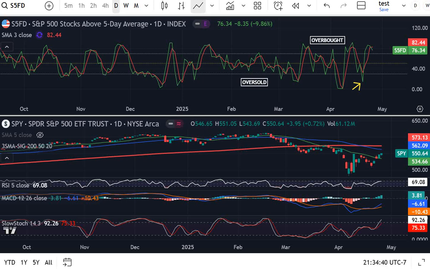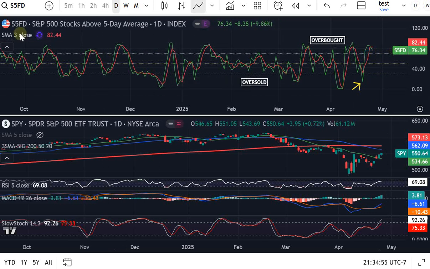All right, today is April 27th, Sunday. Let's take a look at where we're at with the market breadth. This is kind of how I like to check real quick here. We've got two charts, one on top of the other.